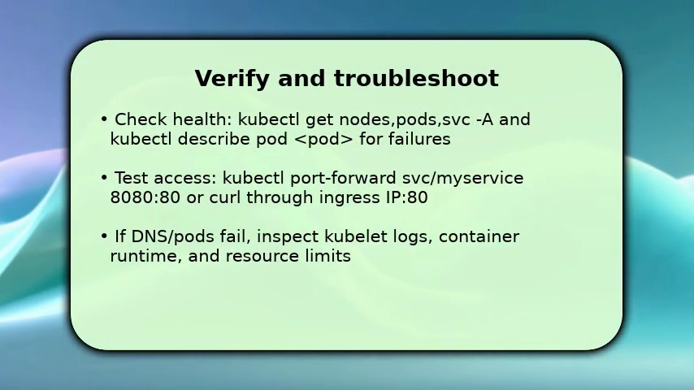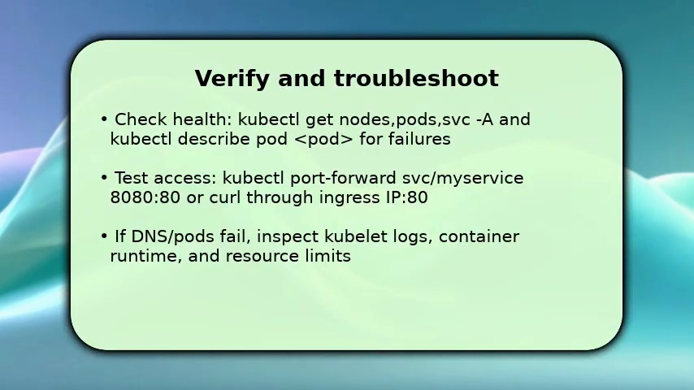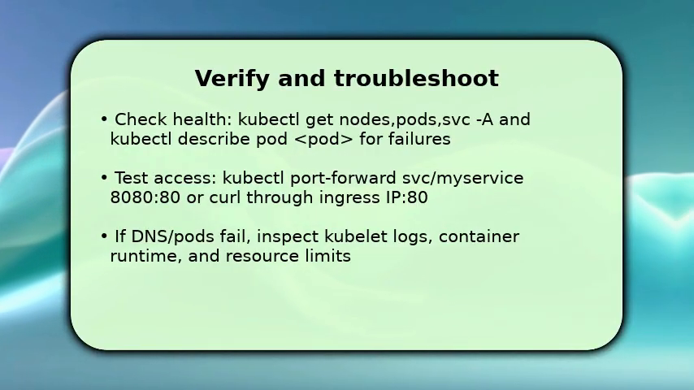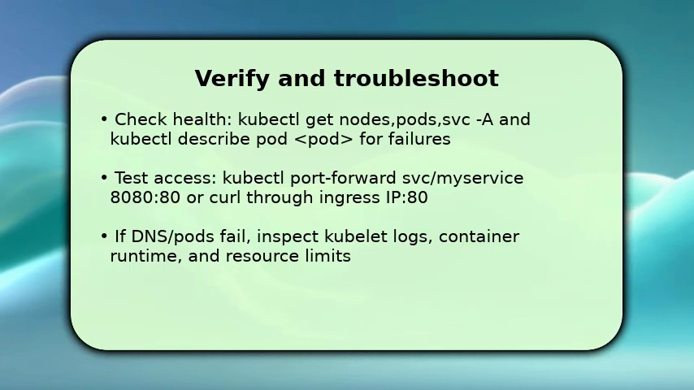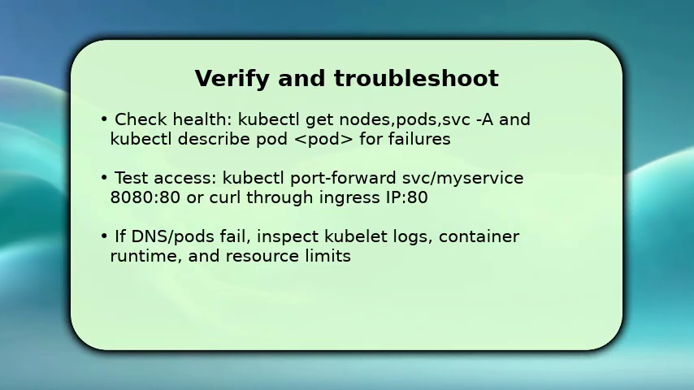Use Kubectl logs and describe to inspect issues. Then expose the service via port forward or ingress and curl the endpoint to confirm responses. If something fails, restart the local cluster, check container runtime status, and confirm kubeconfig points to the right context.